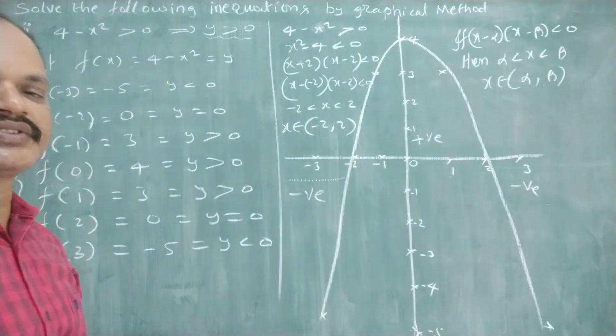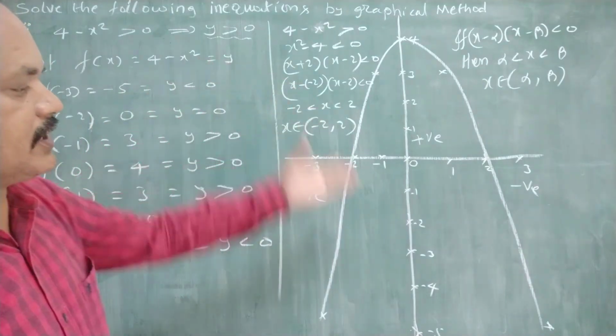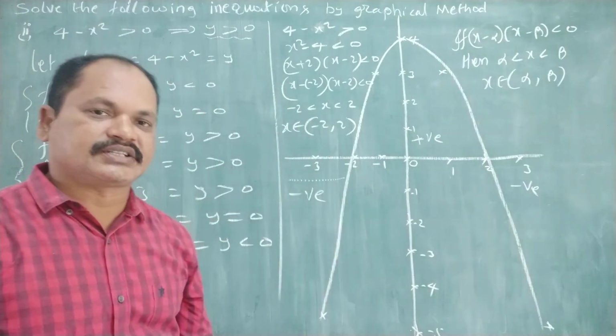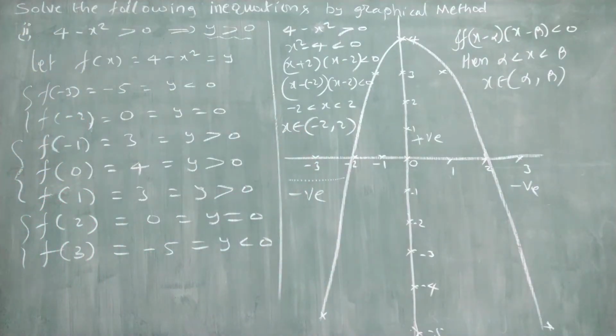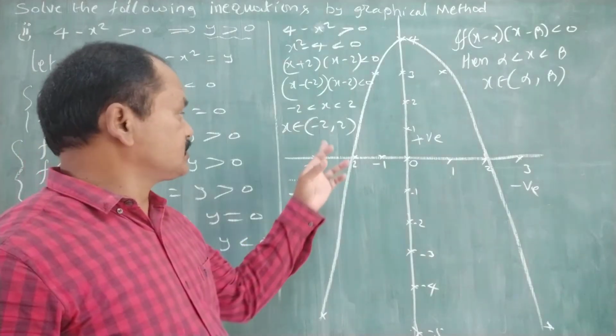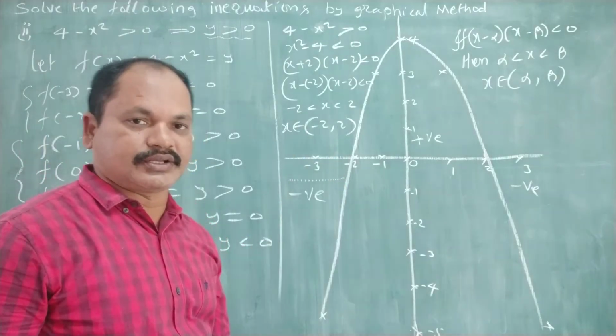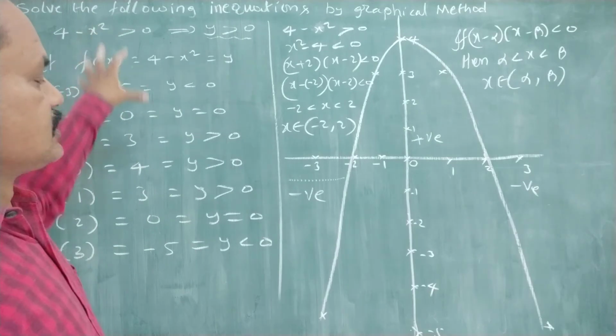That's why this is the solution set for the inequation. What is the solution set? x belongs to minus 2 to 2. So this is the solution set. Are you clear? That's why this is the inequation.